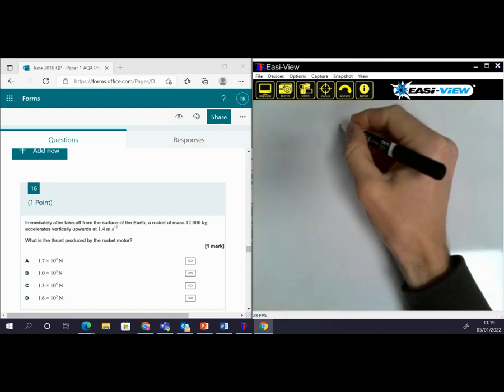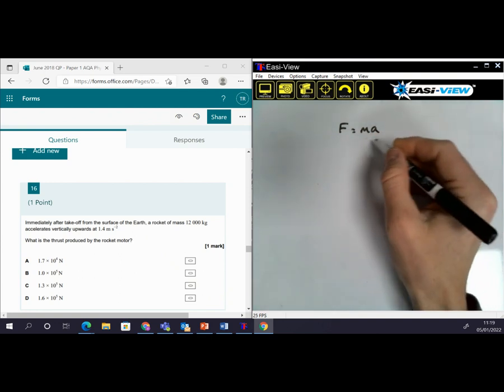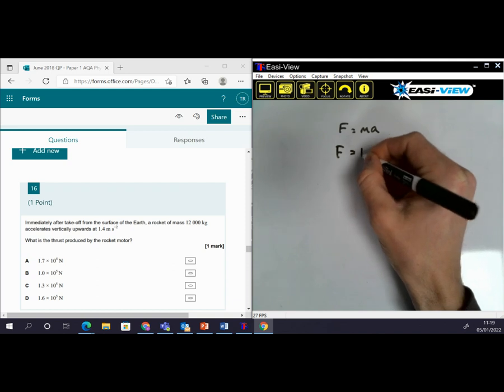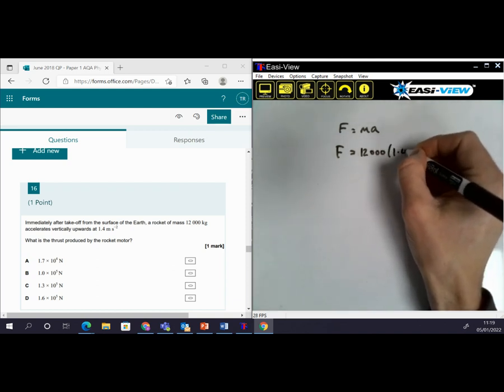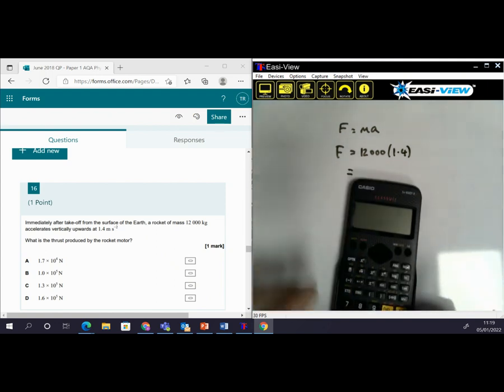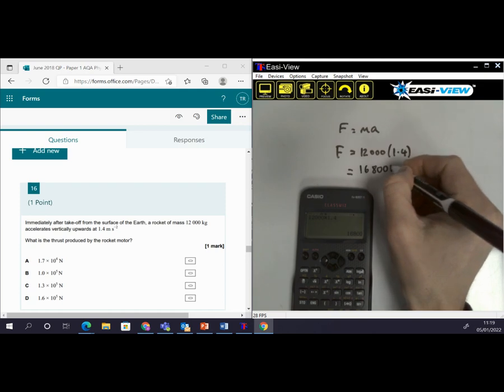So the resultant force required is just from F equals ma, and we know m and we know a. The resultant force required is just the mass of the rocket, which is 12,000 kilograms, multiplied by the acceleration that we get, which is 1.4 meters per second squared. Multiply those two together, 12,000 times 1.4, and we've got a resultant force of 16,800 newtons.